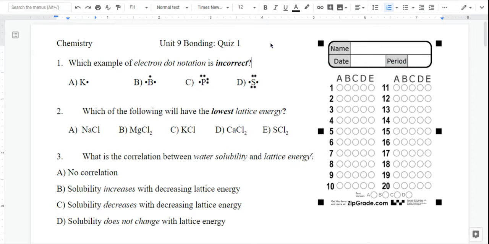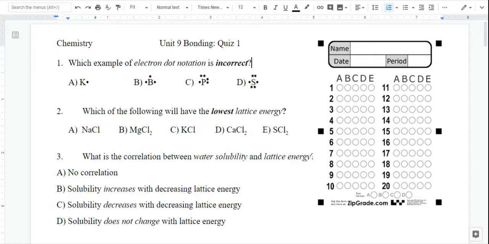Hello, hello. I posted Unit 9, Quiz 2 earlier today, and this is Unit 9, Quiz 1. We took this quiz many weeks ago, so you might still have it to study. If not, I'm going to slowly go through it, and you'll have it to look back on for studying for the test on Tuesday.